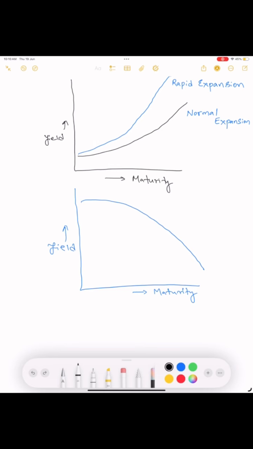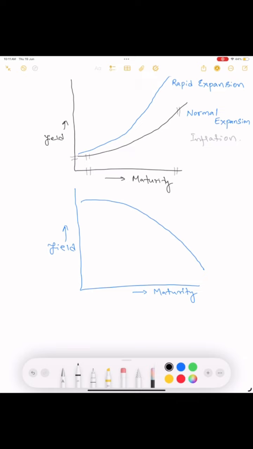A normal yield curve will have bonds with lower maturity having lower yield, whereas bonds with higher maturity will have higher yields. This generally happens when the economy is expanding, because as the economy expands, inflation will also increase. As a result, the higher maturity bonds will have higher yields.